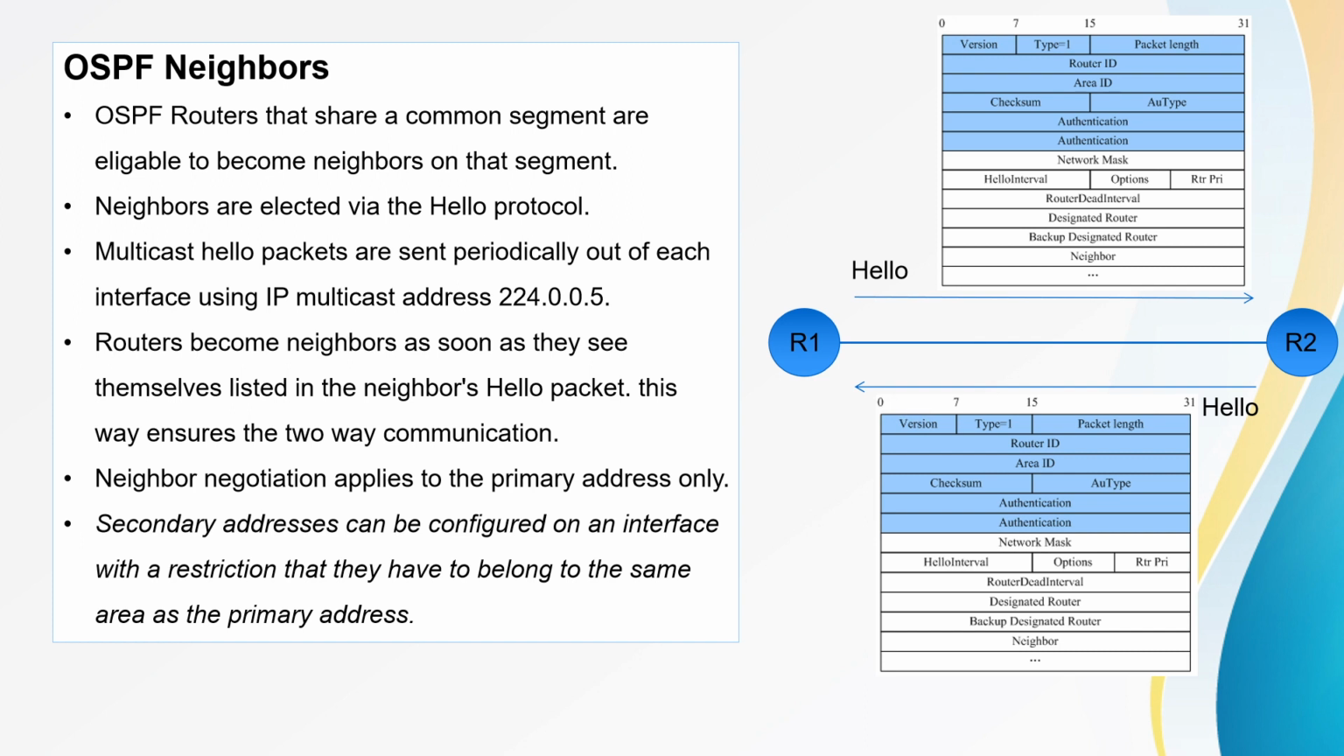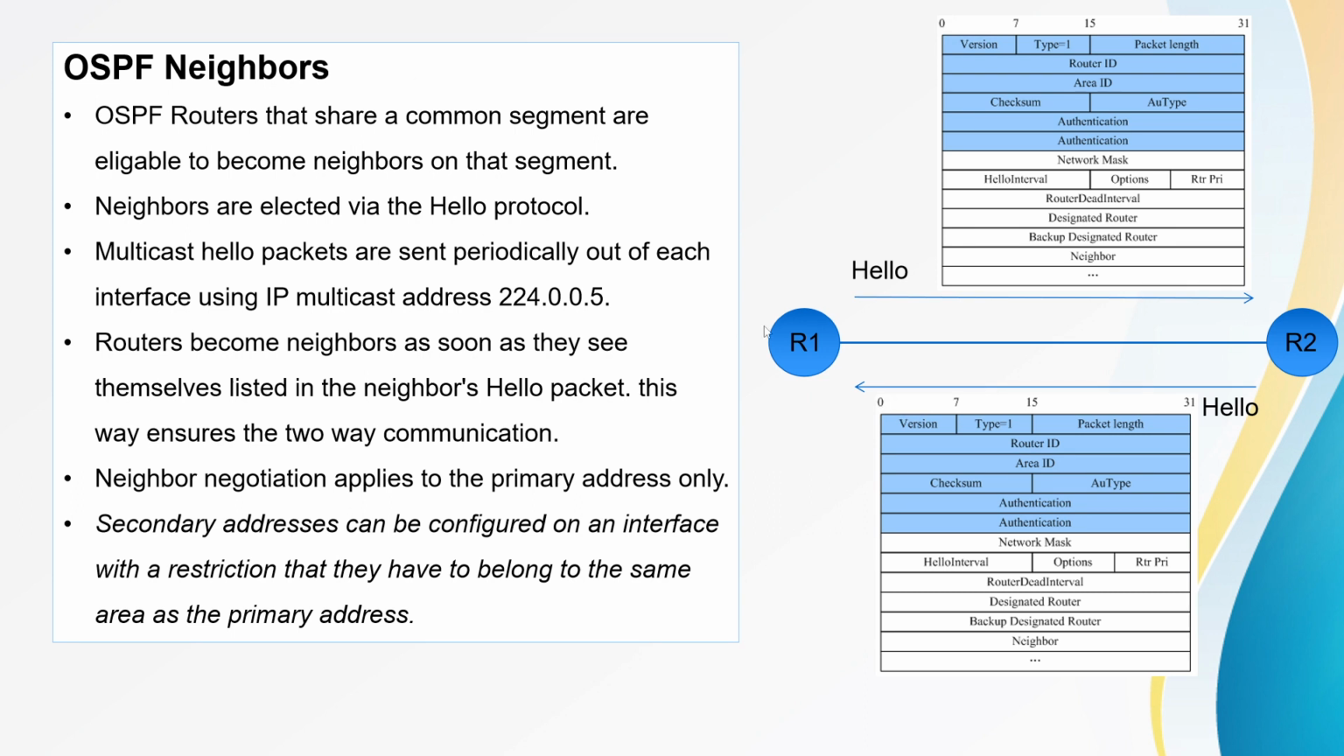Neighbor negotiation applies to the primary address only. Secondary addresses can be configured on an interface with the restriction that they have to be in the same area as the primary address. Let's explain this.